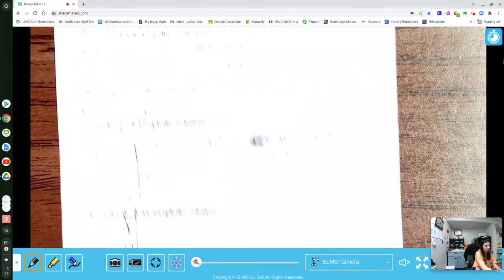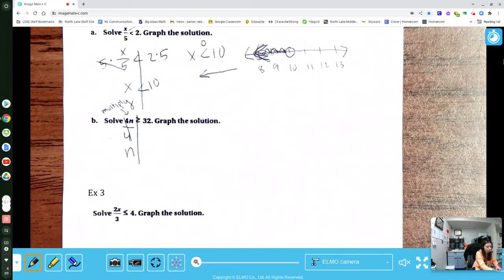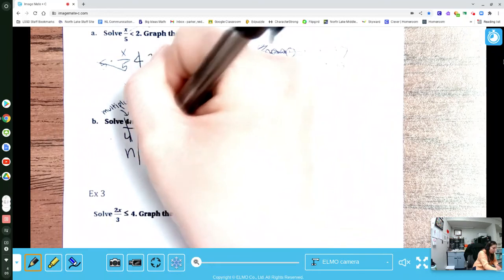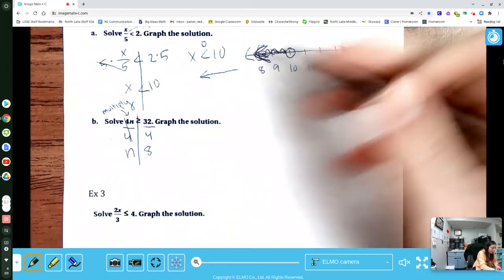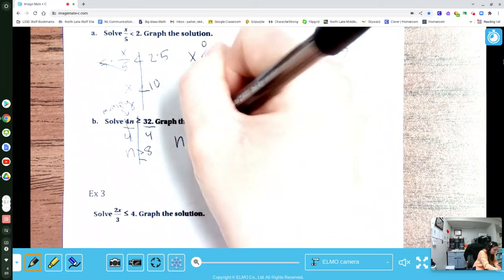But our division property of inequality says if you divide one side by a number, we need to do the same to the other if we want it to remain true. So we're going to divide 32 by 4 as well. 32 divided by 4 is 8. And then we're just going to copy down our same symbol from above. So n is greater than or equal to 8.